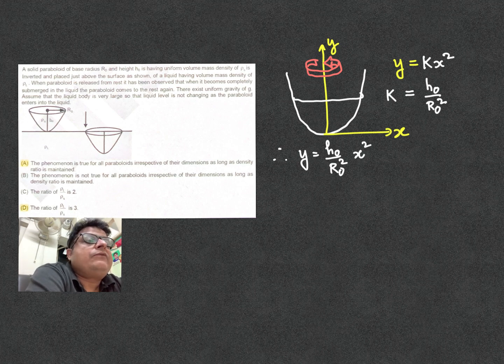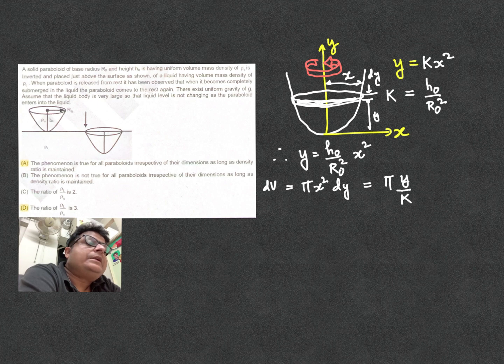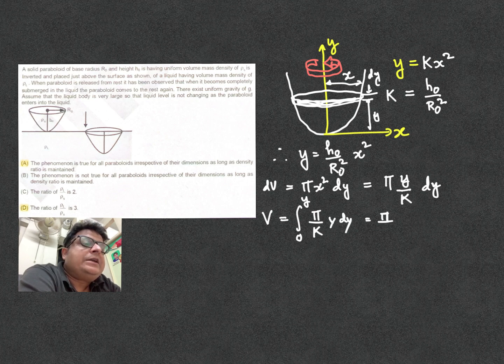Now say we want to find the volume of this paraboloid up to a height y. That's y, and say this small change in y, that is the thickness, is dy. So take this disk, the radius of the disk is the x coordinate at that place. So volume of the disk dV is pi x square dy, that is pi y by k times dy. Therefore volume up to height y, integrating from 0 to y, pi by k y dy, you will get pi by k into y square by 2.